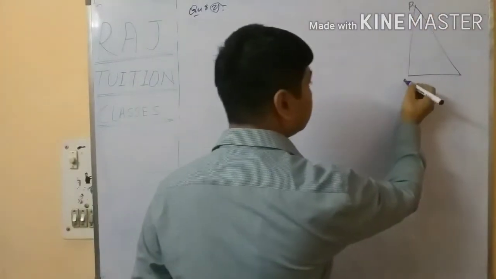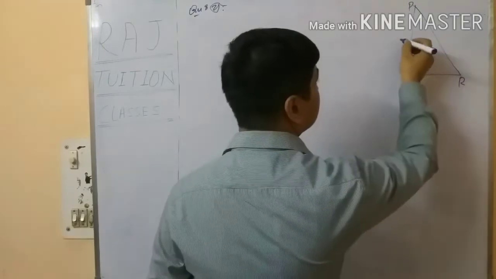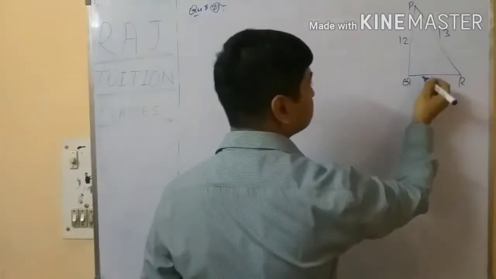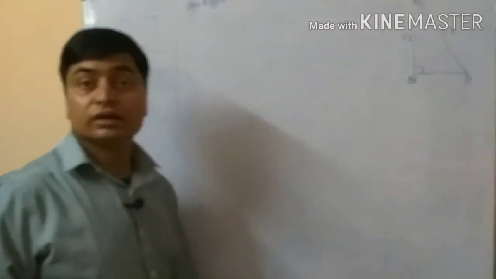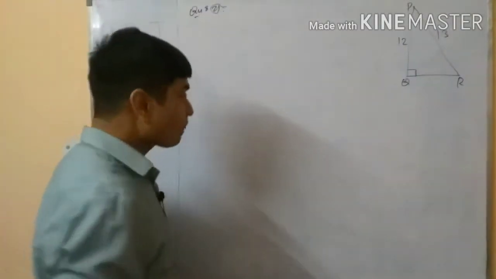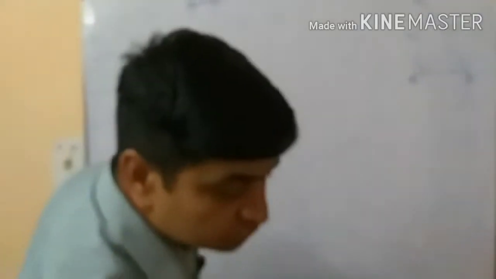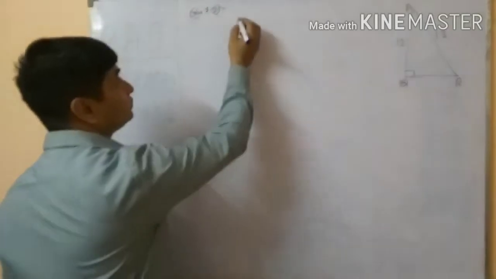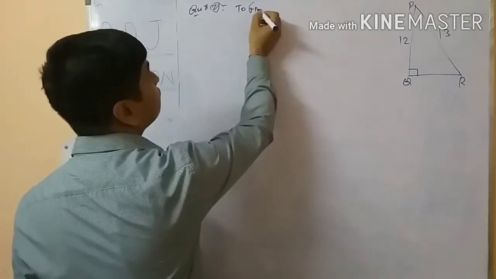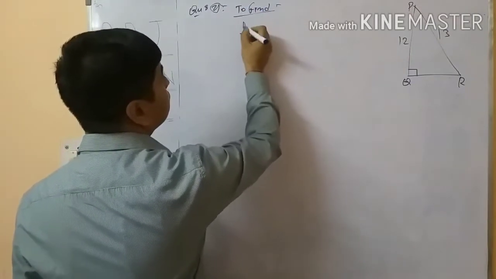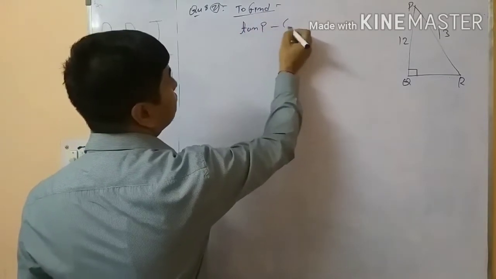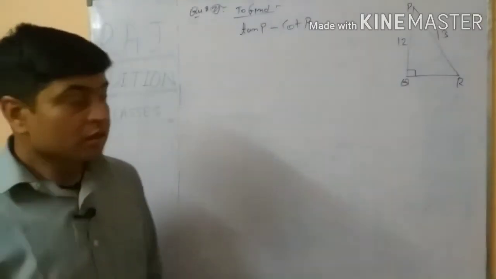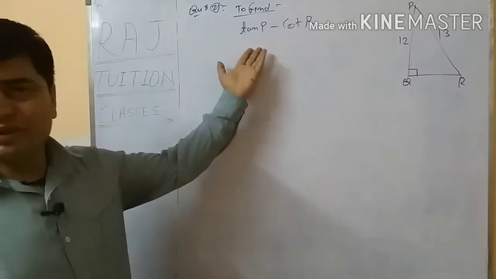Triangle PQR is right angled at Q, and this is given: 12 and 13. So this side is 12, this side is 13, and this angle is a right angle, 90 degrees. And we have to find out the value of tan P minus cot R. So it's a very simple question.